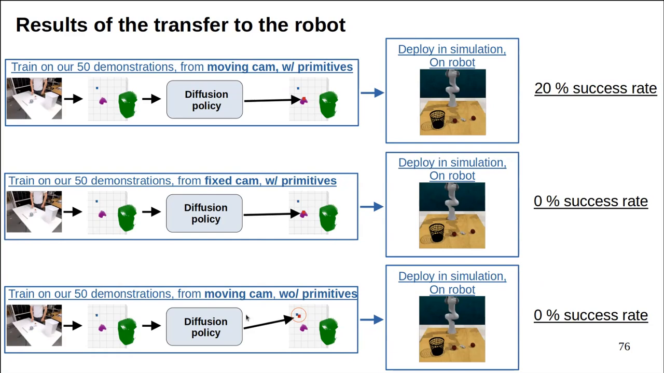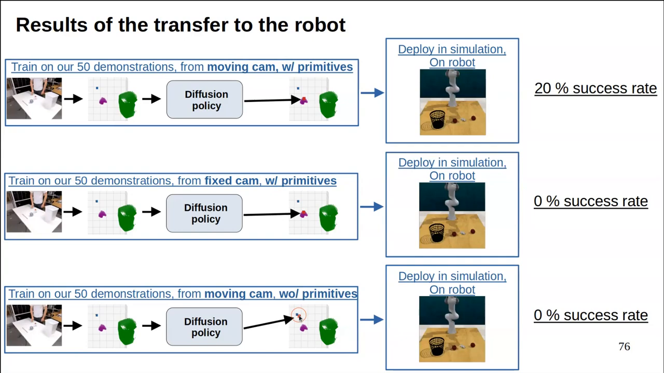Then we have a third setup where we also use data collected from the moving camera, but this time we are not predicting the position that the operator reaches at the end of the primitives. We are not using these primitives anymore. We train the model to predict the position of the operator in the very next frame, consecutive to the observation at a given time. So I have the observation of the scene here, and I want my diffusion policy to predict where the robot should be right after.